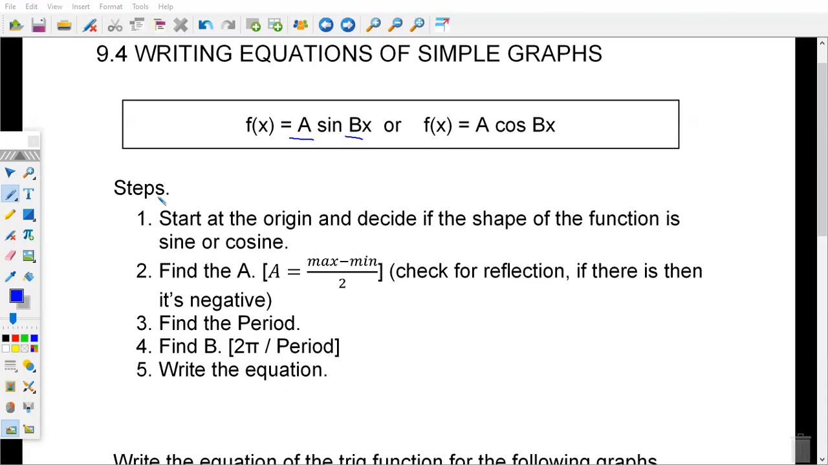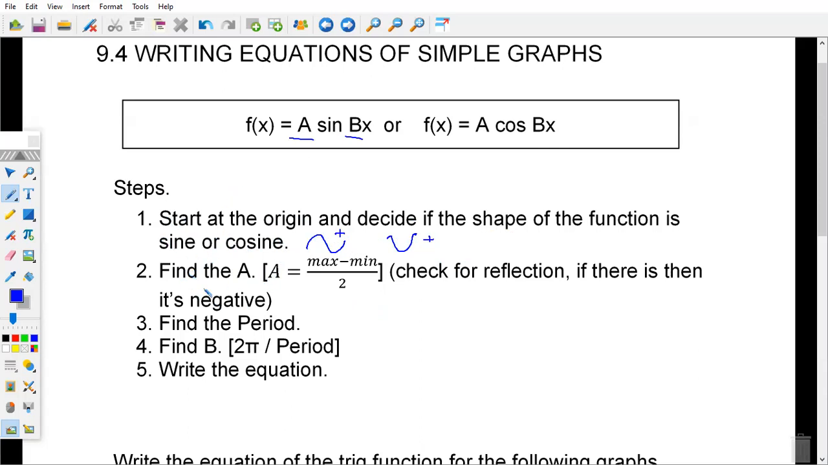Step 1, start at the origin, decide if the shape of the function is going to be sine or cosine. Our sine wave looks like this. And our cosine wave looks like something like that. Now, these are the positive versions of sine and cosine, and their negatives are going to be the opposite, right?